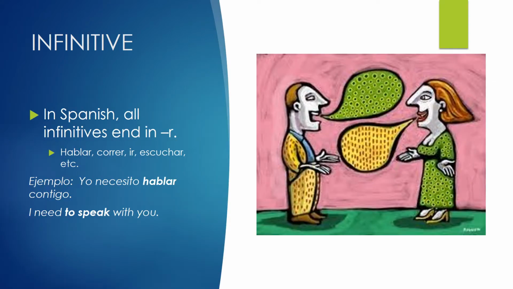So how do we learn about infinitives in Spanish? First of all, an easy way to recognize an infinitive form in Spanish is that all infinitives end in the letter R. Here are some examples: hablar, correr, ir, escuchar. In the example used in the previous slide, I need to speak with you, you would say, yo necesito hablar contigo. Hablar is the infinitive, just like to speak in English.